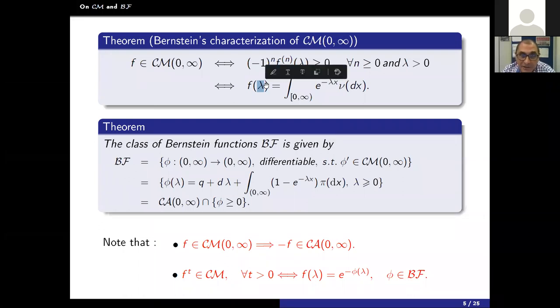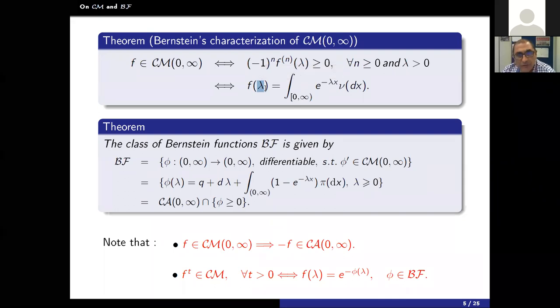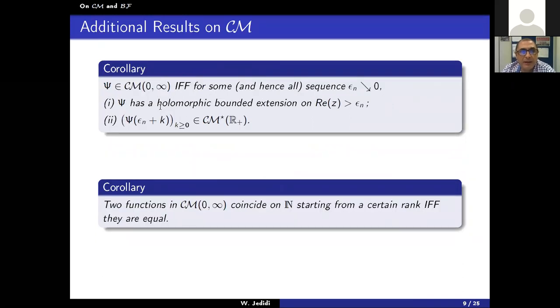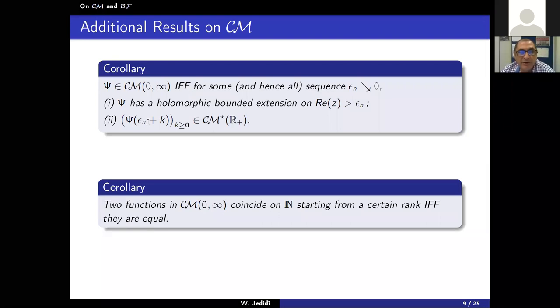This is a trick. Just make a small delay. F of lambda plus c, with c a positive constant, will be a bounded function. So this is why we started with a bounded version for completely monotone functions. And after, of course, we swap to non-bounded, and we can have an equivalent version for non-bounded.